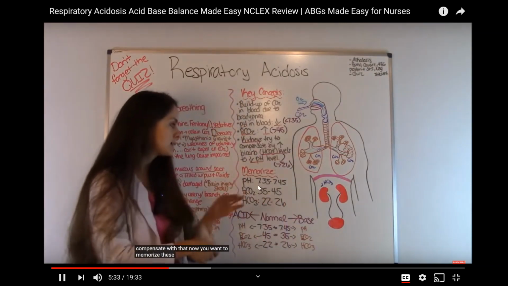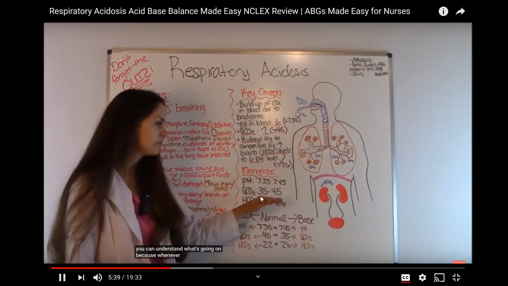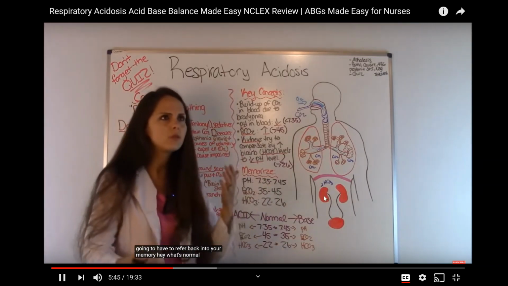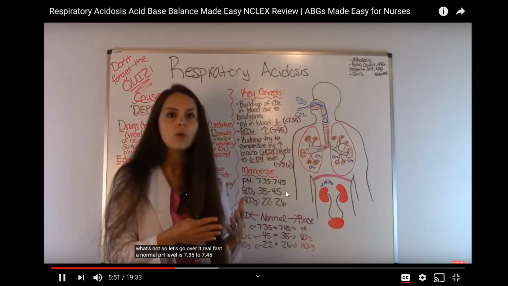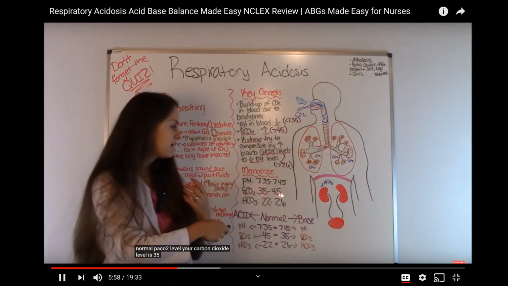Now, you want to memorize these lab values. You seriously just want to commit these to memory so you can understand what's going on, because whenever you're solving blood gas levels or anything like that, you're going to have to refer back into your memory, hey, what's normal, what's acidotic, what's not. So let's go over it real fast. A normal pH level is 7.35 to 7.45. A normal PaCO2 level, your carbon dioxide level, is 35 to 45.